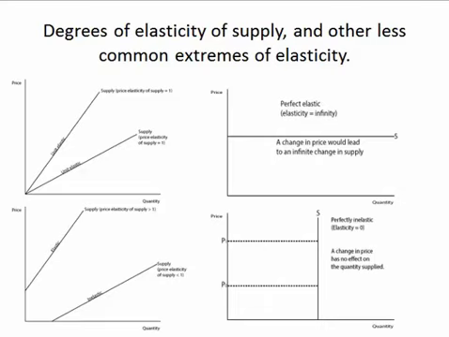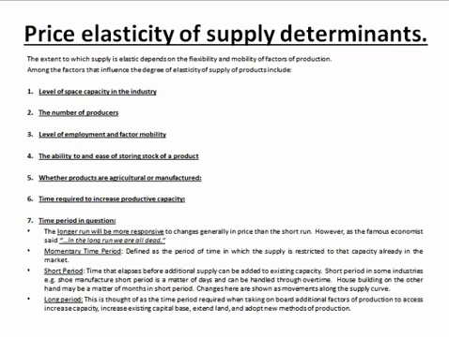The top right graph shows a perfectly elastic supply curve, with elasticity of infinity. A change in price would lead to an infinite change in supply. If you imagine a producer cutting price to increase supply, there's no way that would be represented on any graph. As a consequence of that, it is referred to as an infinite elasticity. The bottom right has a perfectly inelastic supply curve. A change in price has no effect on the quantity supplied. That's reflected, as you can see, by a change in price from P0 to P1 not adjusting the quantity in any way at all. Now I'd like to move on to price elasticity of supply determinants.